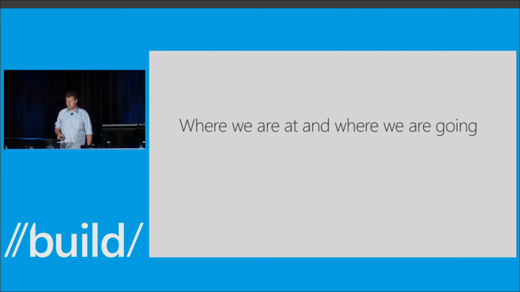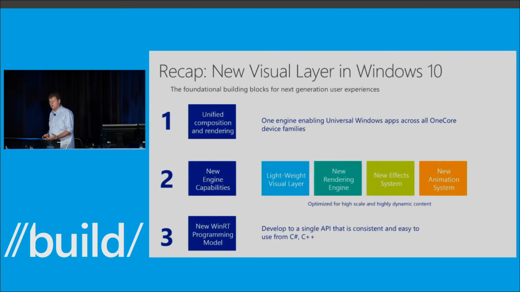I want to wrap up a little bit with where we're at and where we're going. So first, what do we talk about today? The new visual layer is built on top of a converged compositor that powers your Universal Windows apps. It allows you to create a continuum of experiences across the entire breadth of the one-core device families. We talked about new capabilities, both within the animation system and a brand new effects pipeline. Both of these systems have been optimized for high scale and highly dynamic content so that you can trust it and build great experiences for your customers. And last, we wrapped all of these capabilities up in a new WinRT programming model so that you can use it from C++ or C#.